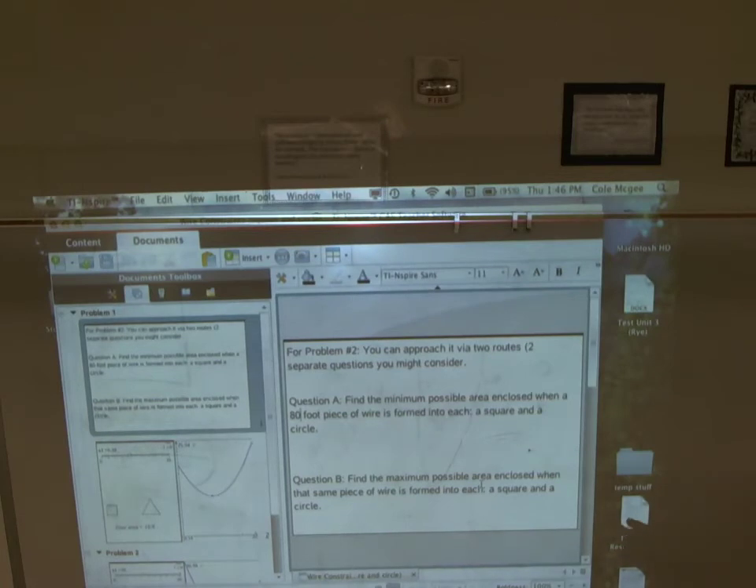There's all kinds of variations on this problem, right? Obviously you only have so much wire, so I need to tell you how much wire. How much does it say there on A?